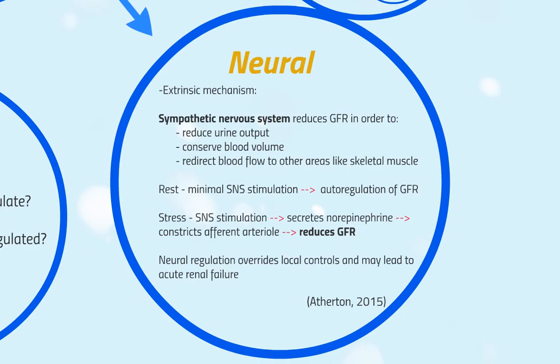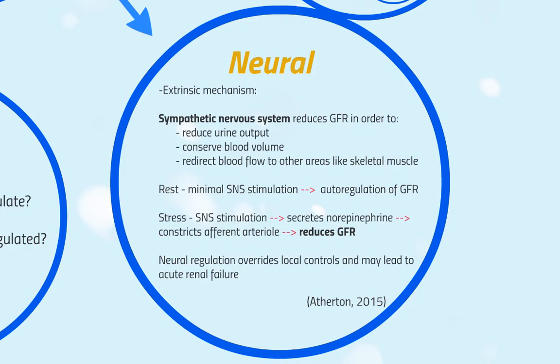Neural regulation involves the sympathetic nervous system, also called our fight or flight system. The sympathetic nerve fibers that innervate the kidney work to reduce GFR in order to reduce urine output, which is not of primary concern during fight or flight. It also conserves blood volume, which may be important in times of hemorrhage, and it also redirects blood flow to other areas that are more important, like the skeletal muscles.